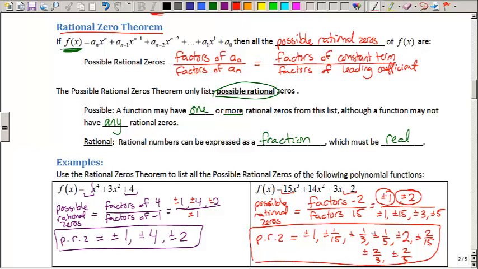We have 1, 2, 3, 4, 5, 6, 7, 8. That means we have 16 total possible rational zeros. If I was to try to factor this, I would just start picking from this list and synthetically dividing by the zeros to see if I have a factor, and then I can factor it down. So that is an example of using the rational zeros theorem to list all the possible rational zeros for any polynomial function.